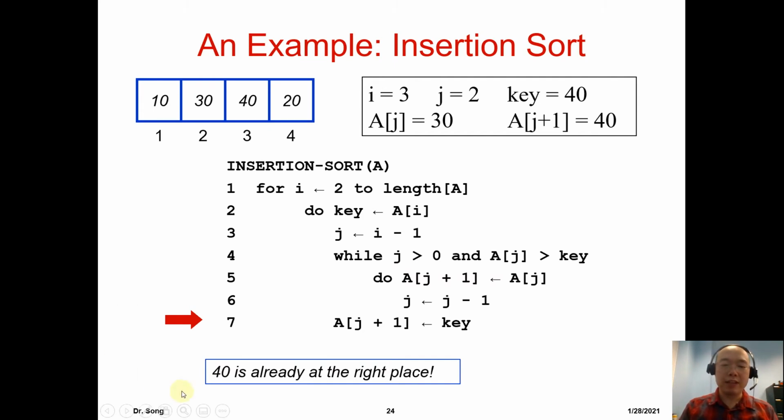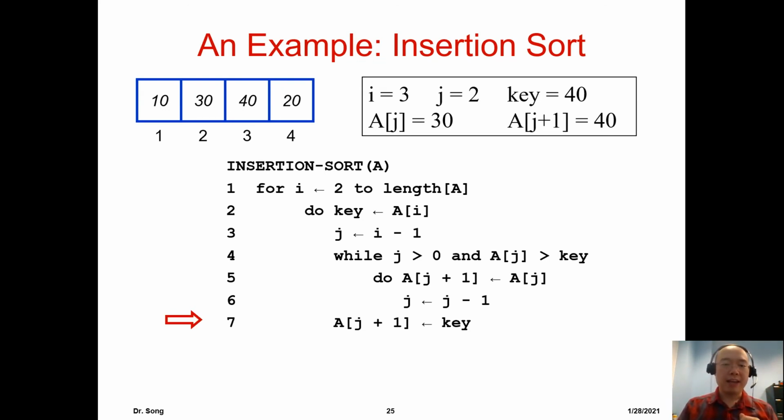Line 7 is where we assign the key to A[j+1], so we are putting the key 40 at index 3 again. What does this mean? This means we don't have to shift any value to the right side because the new value 40 is already larger than any of the values in the sorted portion. So 40 is greater than all the sorted values, and 40 stays in place. Let's move on. Then we will do i equals 4.